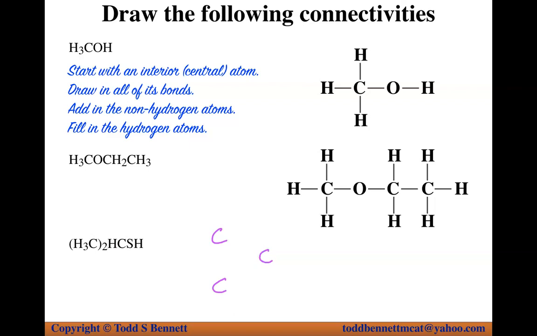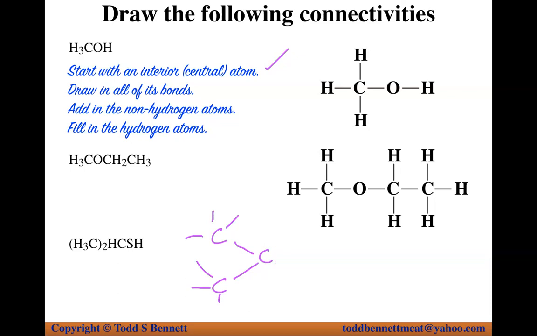So I've done start with central atoms. Going to draw in all of its bonds. So 1, 2, 3, 4. Making sure I have room for 1, 2, 3 H's. And then same thing here. 1, 2, 3 H's in this. And then the central atom has an H apparently. So I have room for an H. And then I have to figure out what's going to happen with sulfur.